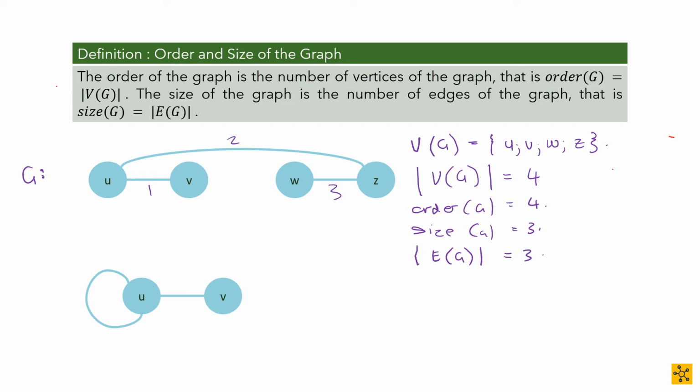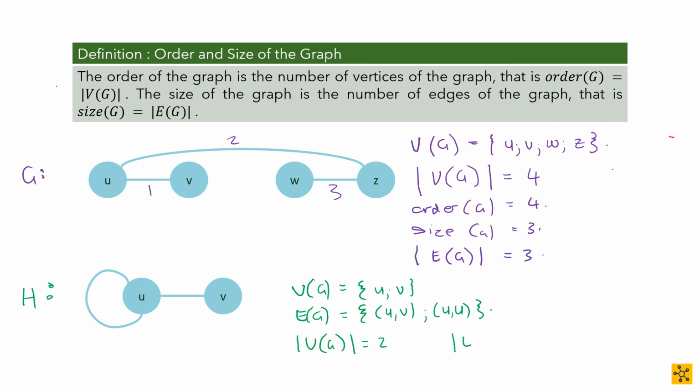Okay, let's do it for the bottom one, which we're just going to label H. So our graphs don't have to always be called G. We can label them whatever we want. So that's graph H. And okay, what's the vertices set? The vertices set in this case is U and V. Let's do the edge set, just to practice it a bit. So you're going to have UV and you're going to have UU. Now the number of elements in the vertices set is equal to 2, and the number of elements in the edge set is equal to 2.